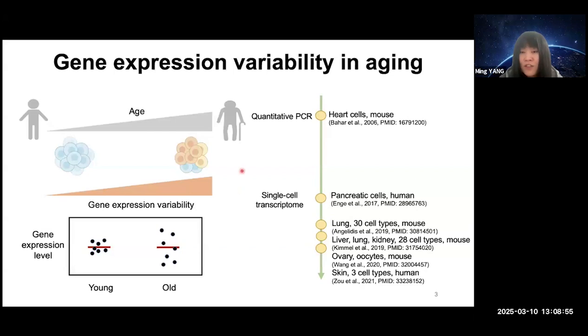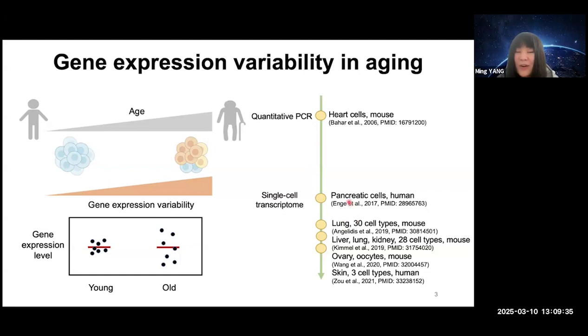This pattern was first reported in 2006, when people were still using quantitative PCR. People used this early technique to measure gene expression in heart cells in mouse and saw this pattern. Later, with the rapid development of sequencing technology in 2017, people used single-cell RNA-seq to show this pattern also existed in pancreatic cells in human. And then more and more large-scale single-cell data came out, and people have documented this pattern in a number of different organ systems and in a number of mammalian species.